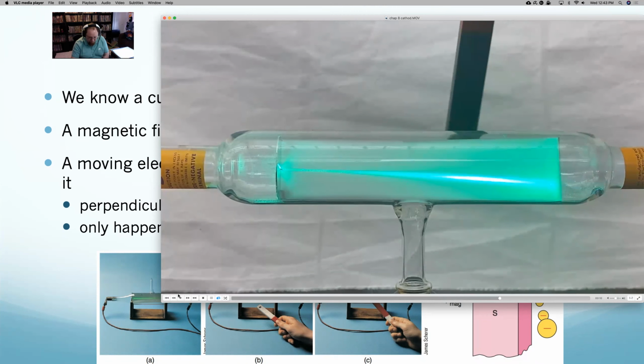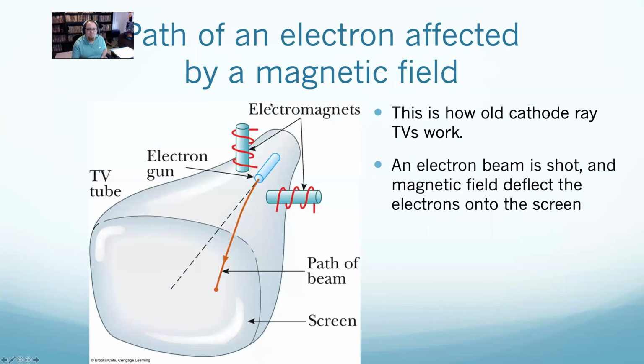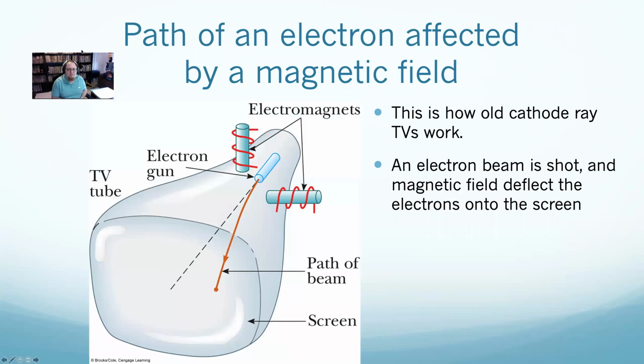It all works perpendicular to each other using something called a cross product. Once again, that is calculus, not getting into it. This is how an old cathode ray TV works. It shoots electrons at a screen and uses electromagnets to bend them to hit various places. Modern TVs do not use this.